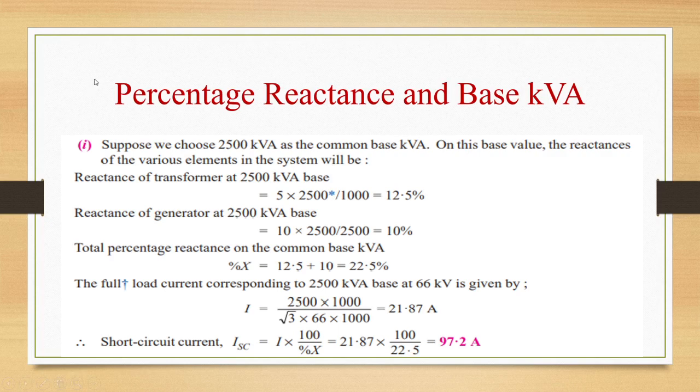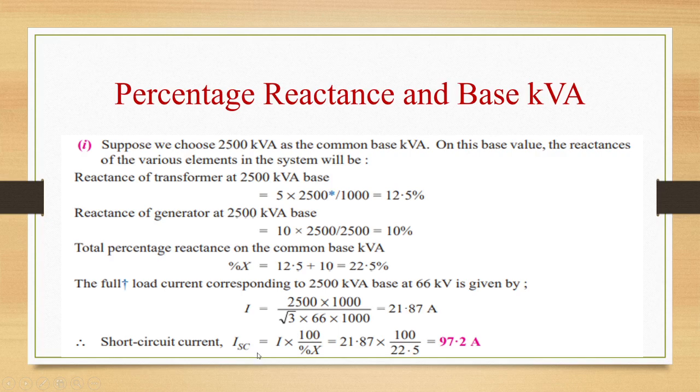Total percentage reactance on the common base kVA is 12.5 plus 10. We add both because the generator and transformer are both there in the single line diagram. So the total is 22.5%. Full load current corresponding to 2500 kVA base at 66 kV is given by 2500 into 1000 by root 3 into 66 into 1000, that is 21.87 amps.